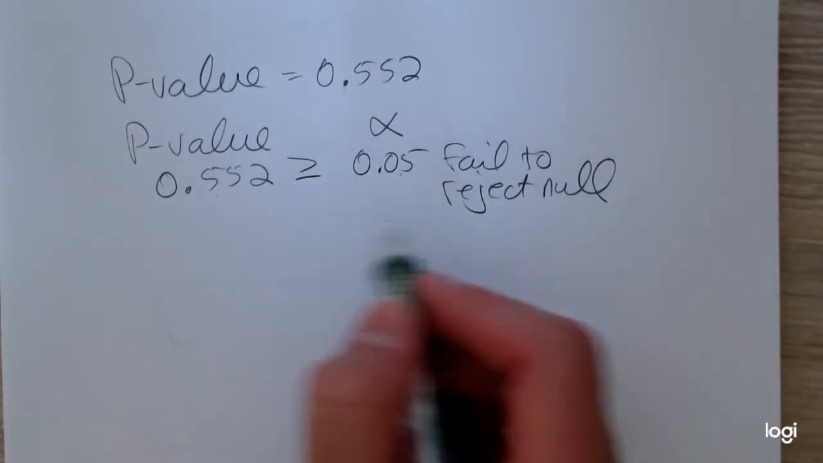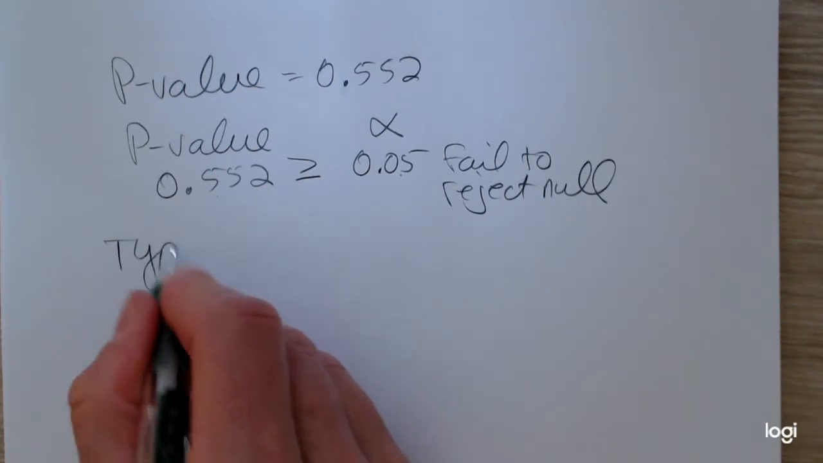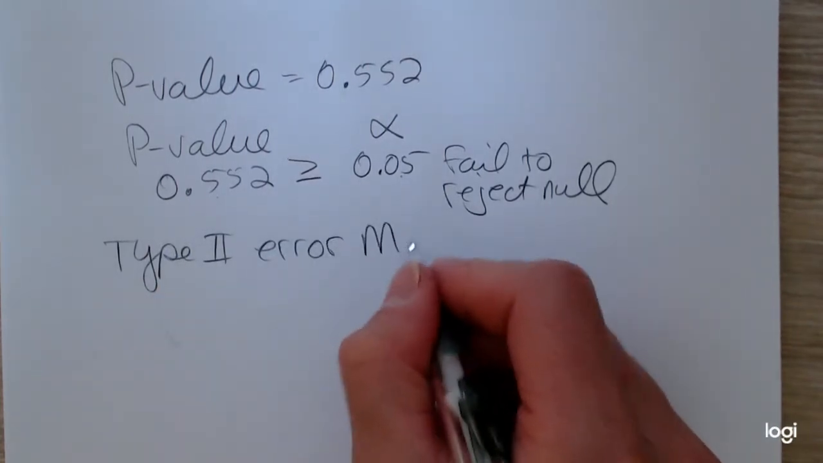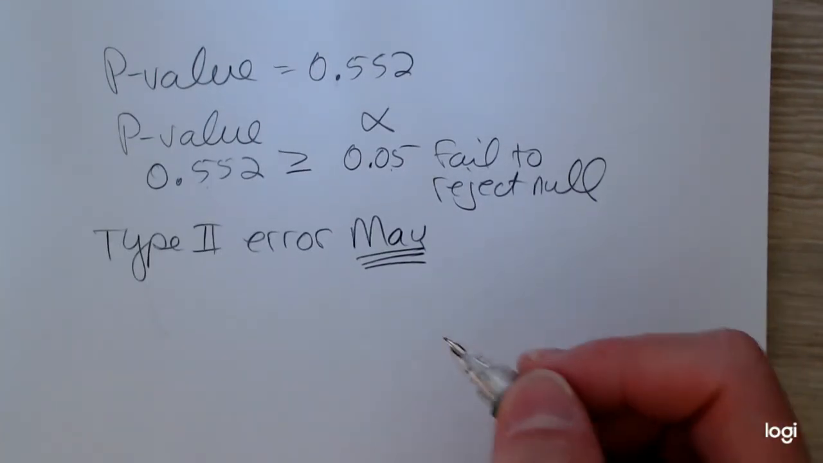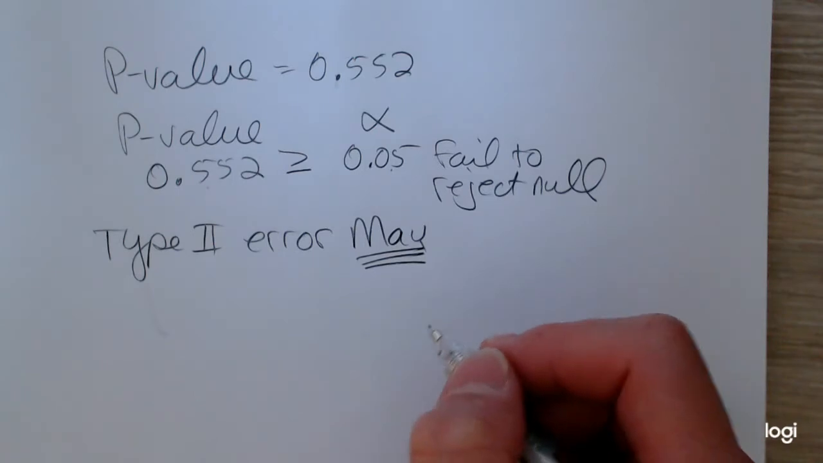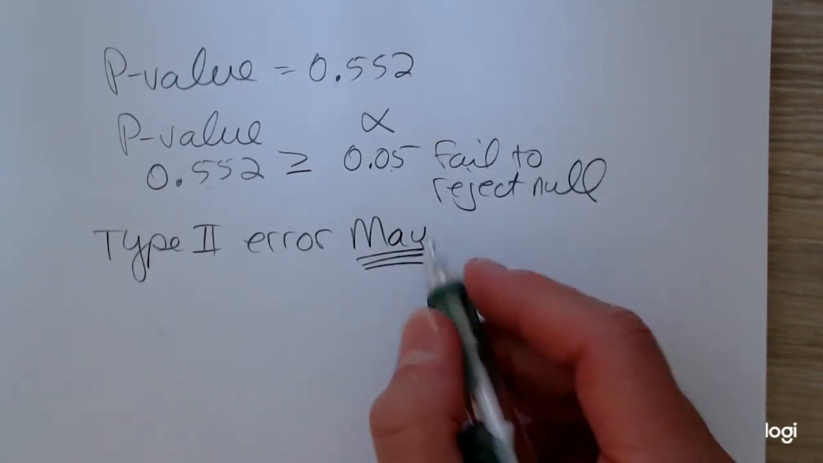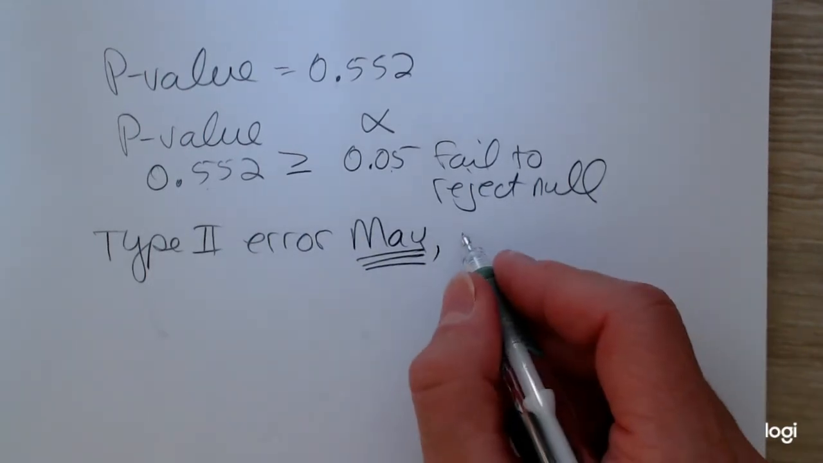Because the decision was to fail to reject the null, it is possible that a type 2 error may have occurred. I'd like to underscore that, because it doesn't mean that it did occur. It means that because our decision was to fail to reject the null, it is possible we failed to reject the null when the null is actually false. So a type 2 error may have occurred.